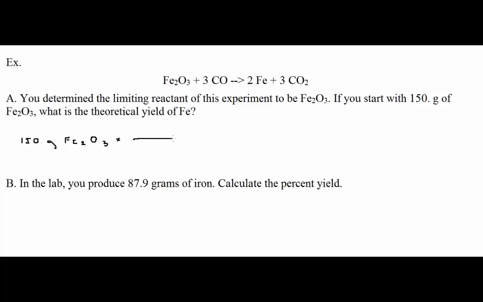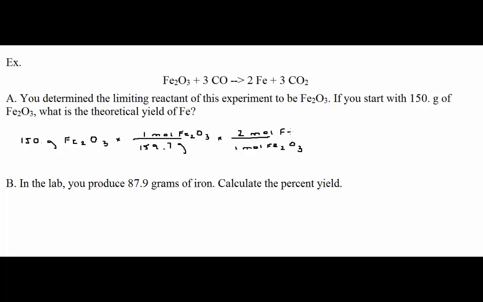So the first thing I need to do is convert this into moles of iron 3 oxide. And the way that I do that is that I put the molar mass of iron 3 oxide on bottom. And the molar mass of iron 3 oxide is 159.7 grams per mole. So I'm going to put that on bottom. Okay. Then I can get into moles of iron. So I'm going to put 1 mole of iron 3 oxide on bottom because the coefficient in front of iron 3 oxide is a 1. And I'm going to put 2 moles of iron up top.